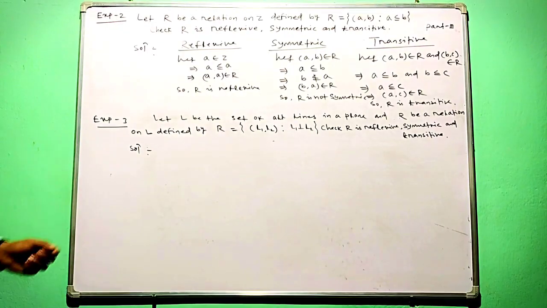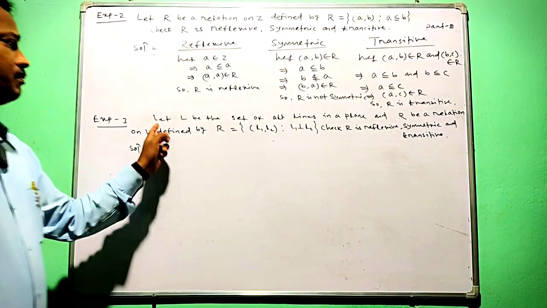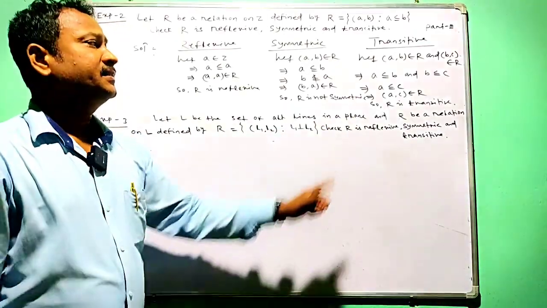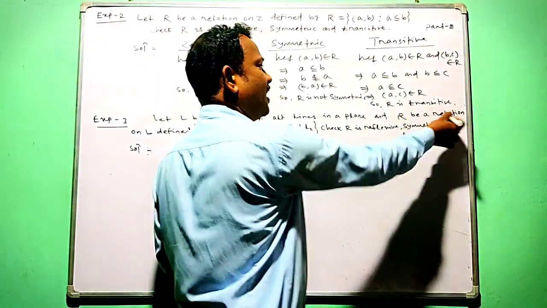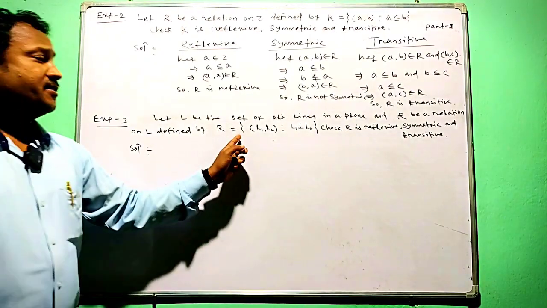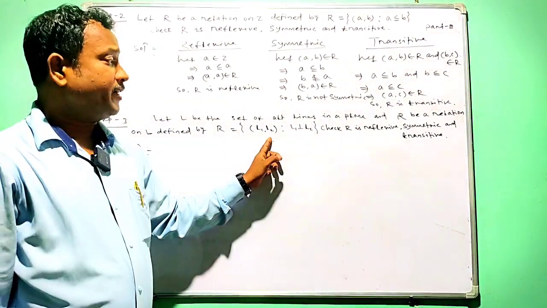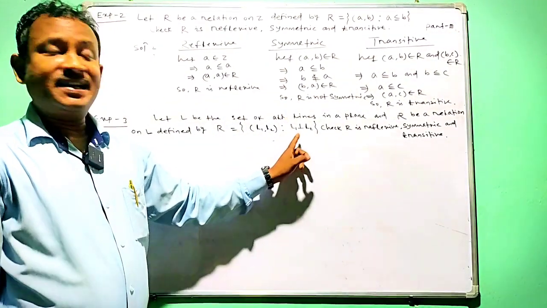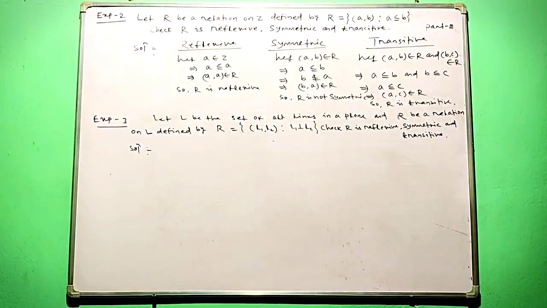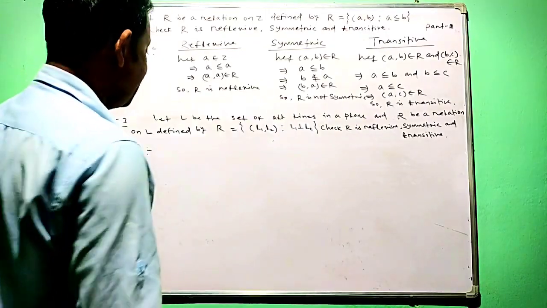Next example 3, that is an important example. Let L be the set of all lines in a plane and R be a relation on L defined by R is equal to {(L1, L2) such that L1 is perpendicular to L2}. Check R is reflexive, symmetric and transitive.